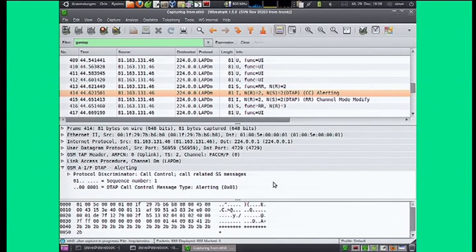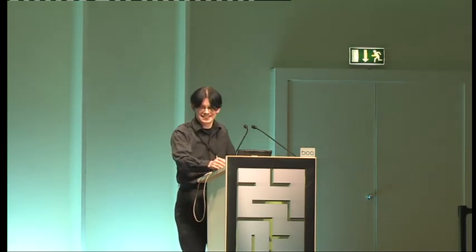Okay, let's move to the next app. Can we please switch over to this laptop again for a very short time? Or if it doesn't work, I have this. Yeah, you have the slides, so you can.